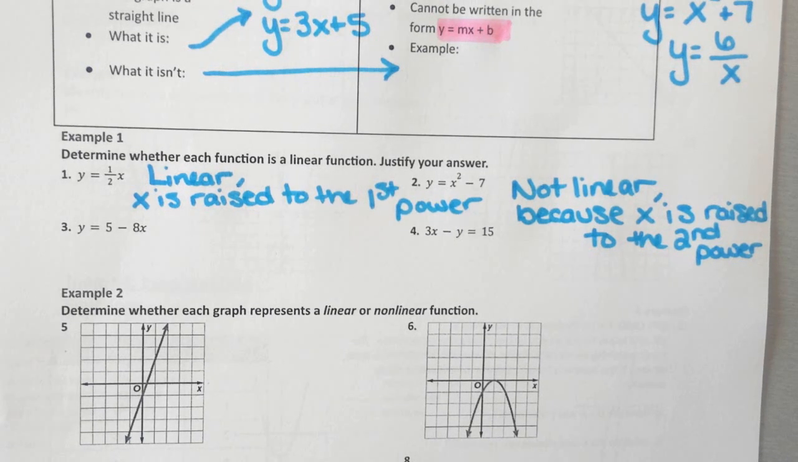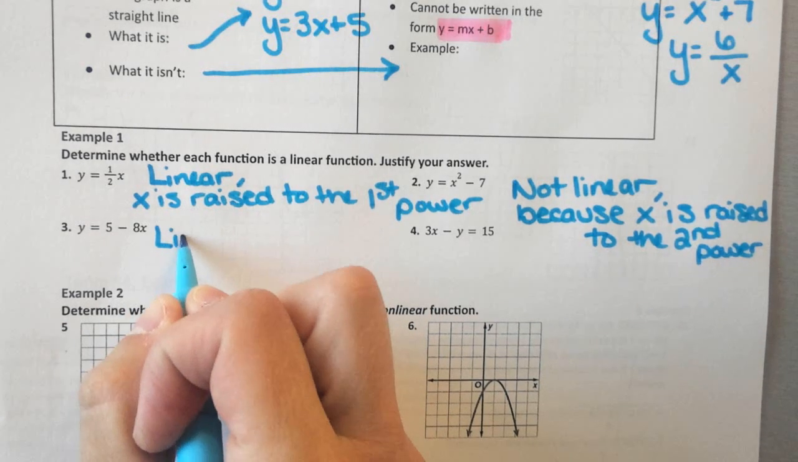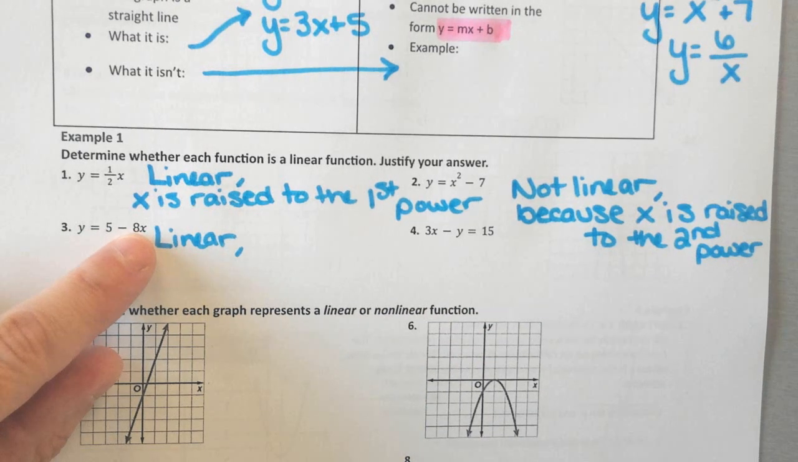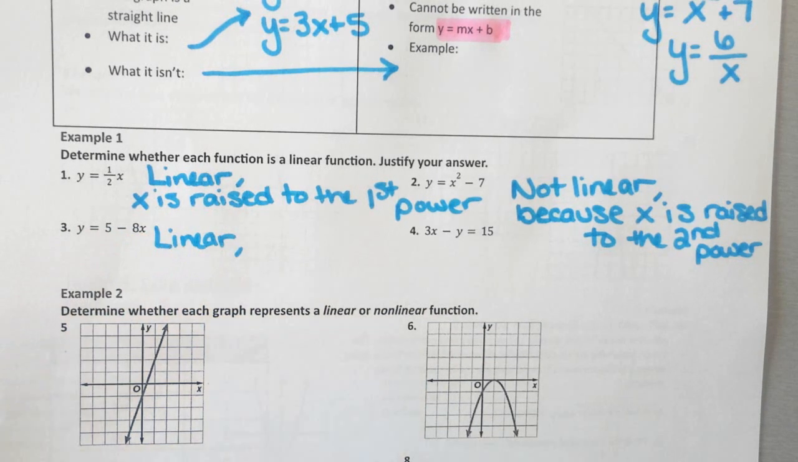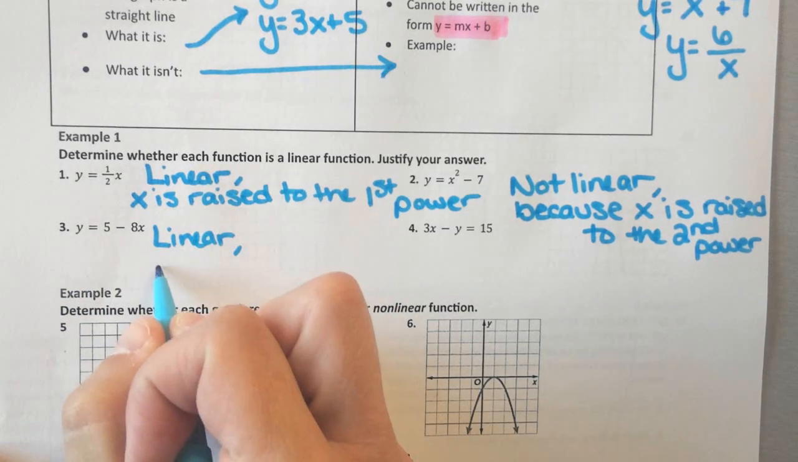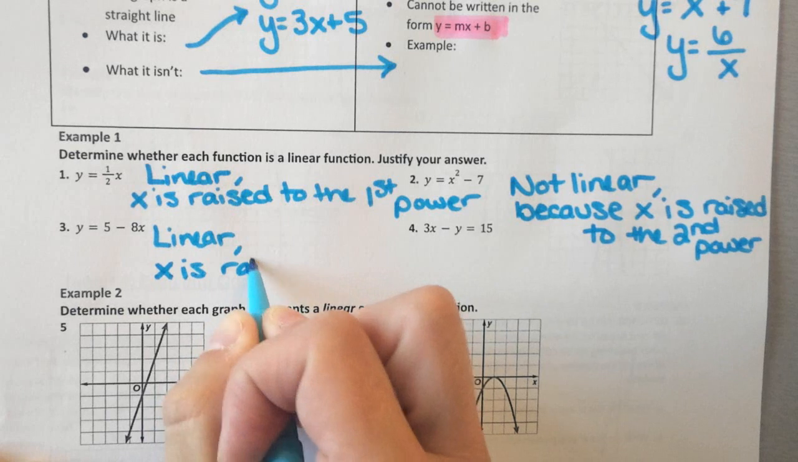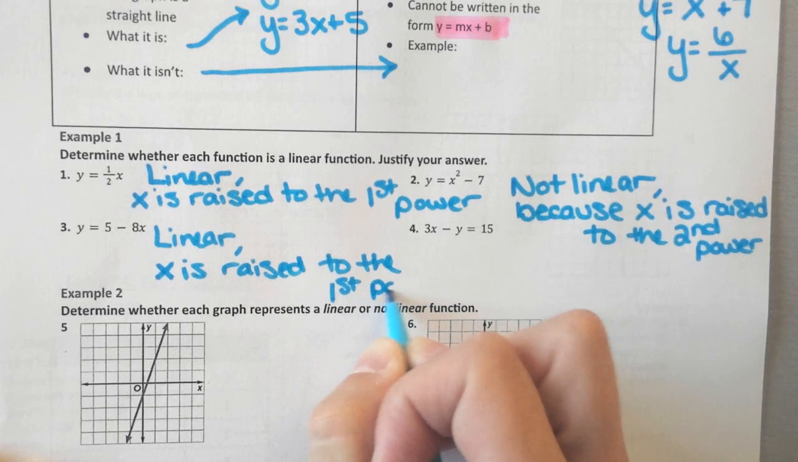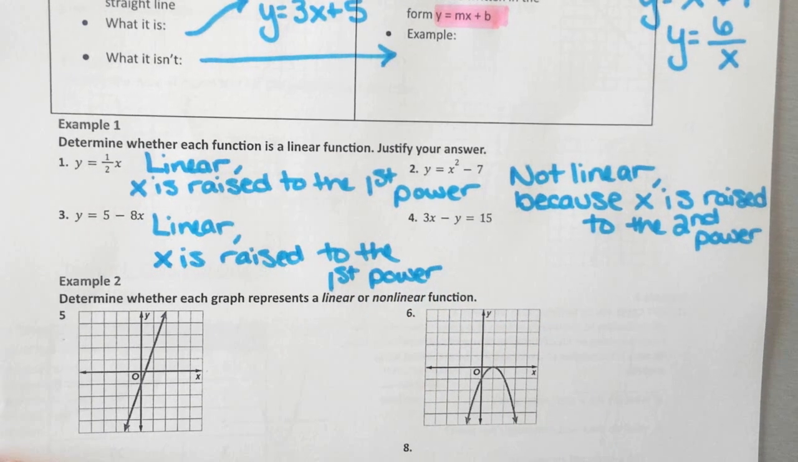Take a look at 3. What do we think about 3? Linear or no? Yes. I hear a couple of yeses. I agree with yes, it is linear. Why is it linear? Look at your x. What's your exponent? Which power? First power, because there's nothing there. So x is raised to the first power. So again, you're always looking for the x.